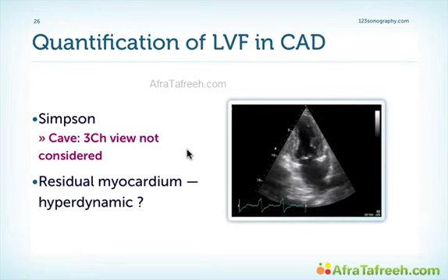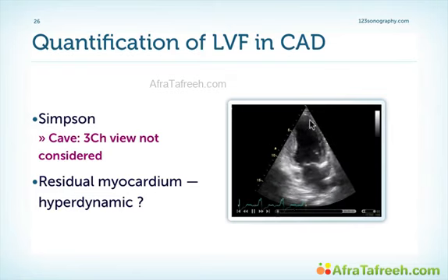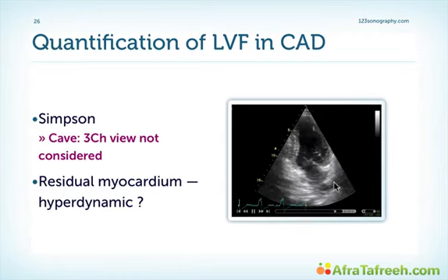And when you perform visual assessment of global function, don't forget that other segments can also be hypercontractile, as in this example of a patient who had an inferior infarct, acute infarct here in the inferior wall, where the remaining myocardium is hypercontractile. This is compensatory, and if you look at global left ventricular function just based on this view, he has normal left ventricular function despite the fact that he has regional wall motion abnormalities.